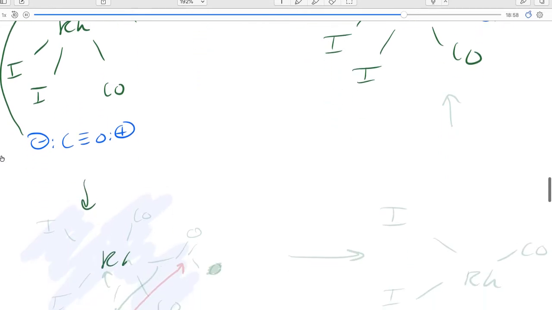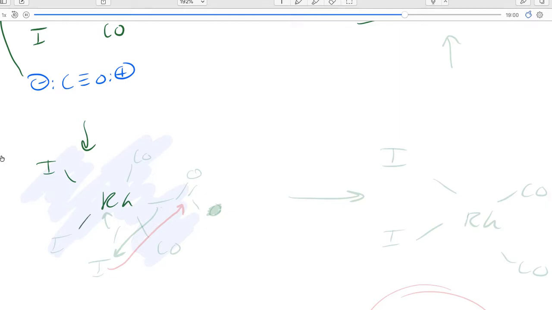Rhodium, I. Where did the carbon monoxide come from? It's just floating around, somewhere in solution. And now look at this. We're almost back to our original catalyst. All we have to do is get rid of this I- and this acetate.